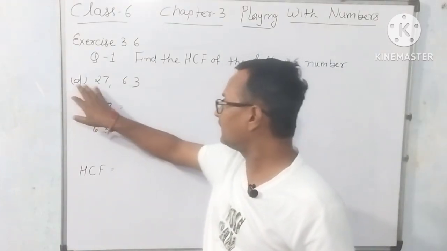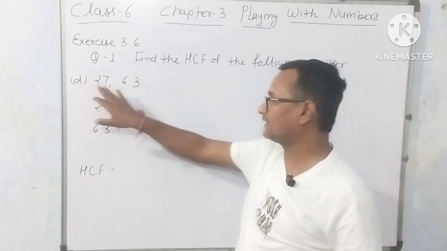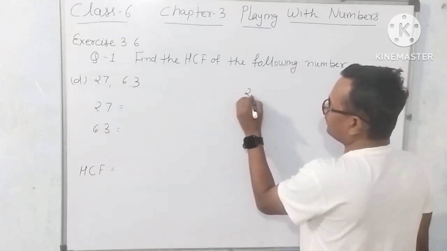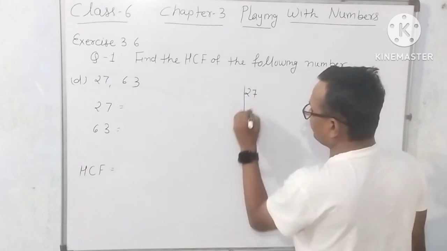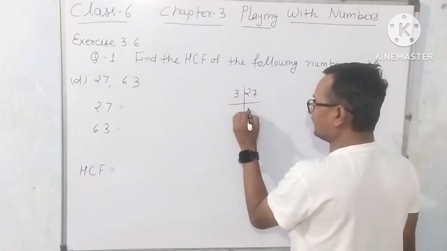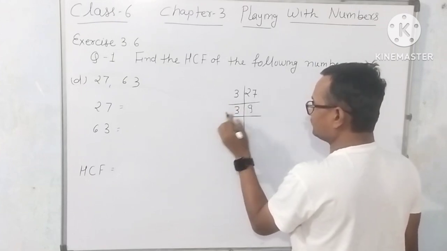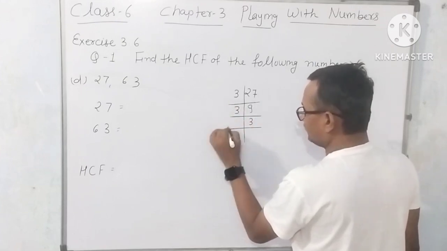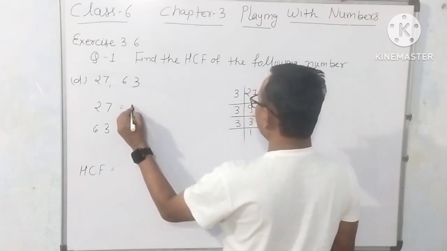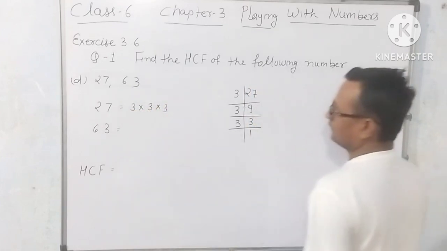Now we will do part D, 27 and 63. We have to find the HCF of 27 and 63. Again we do the same thing. First we find the prime factors of 27. So 27 is divisible by 3. 3 9s are 27. Again 9 is divisible by 3. 3 3s are 9, 3 1s are 3. So we can write 3 into 3 into 3.